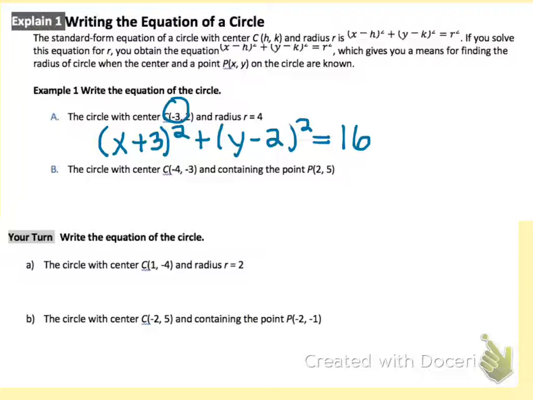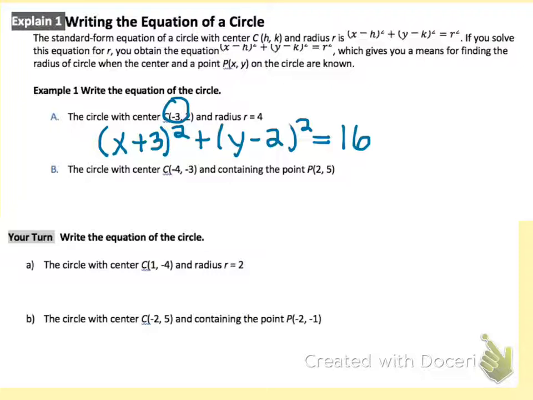You can see the center, which is the most important point on the circle, right? And you can see the radius just by taking the square root of the other side. So that would tell you how far away from the center all those points are.